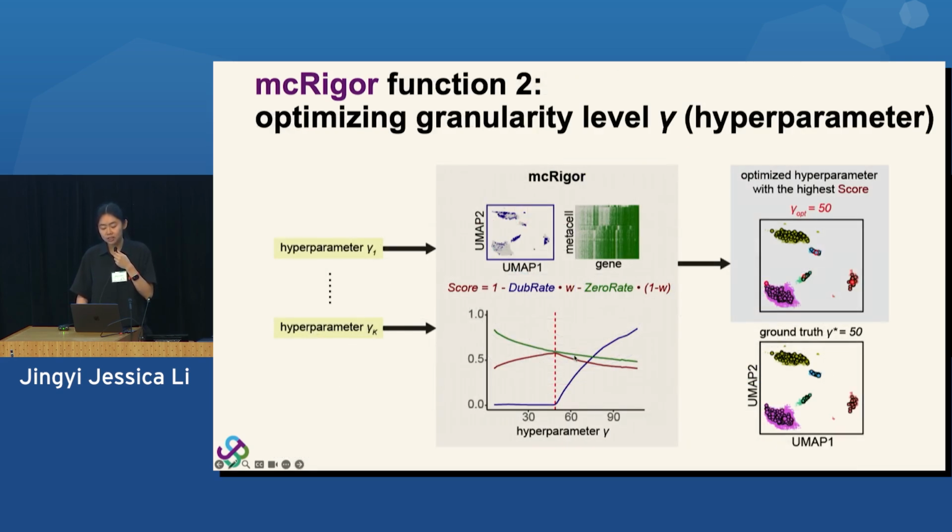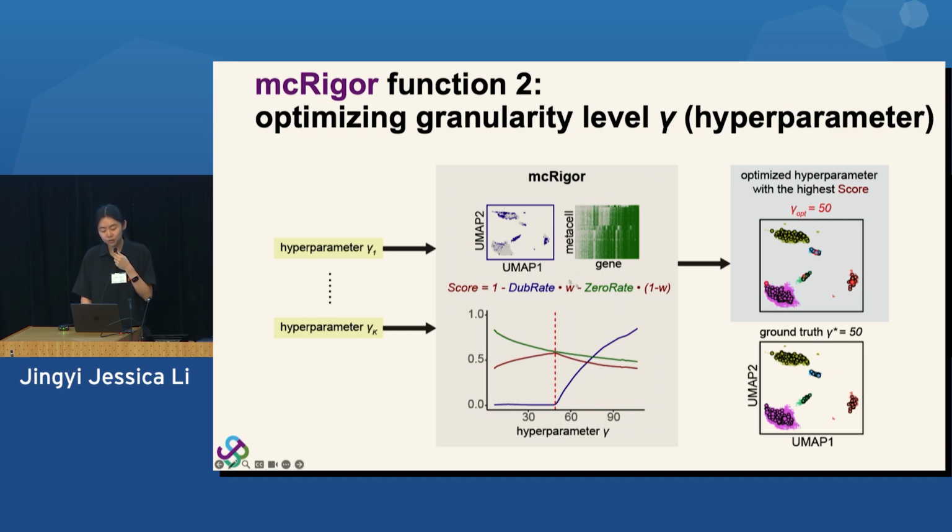So besides detecting dubious metacells, another use of mcRigor is to optimize the granularity level gamma, the hyperparameter. So you can imagine that there is a trade-off. The smaller the gamma, it means that we have more but smaller metacells. So here, they are less likely to be dubious because each metacell is small, but you still have a high sparsity. That's the challenge you want to counter. On the other hand, if gamma is too big, every metacell is big, then you will have more dubious metacells, but of course, the sparsity level will be low.